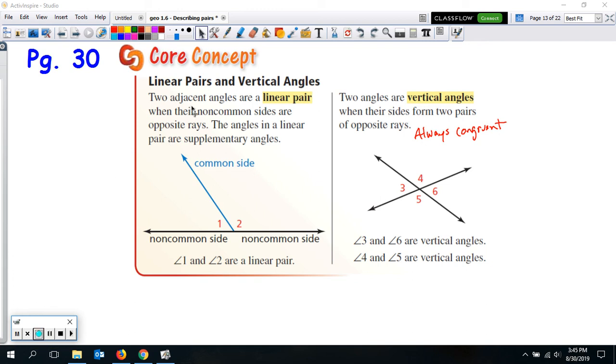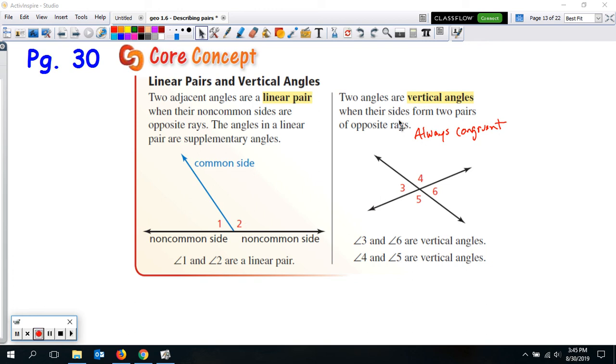So the linear pair is two adjacent angles, so there has to be adjacent angles to be a linear pair, when their non-common sides are opposite rays. So that has to be supplementary then. The angles in a linear pair are supplementary angles. So they're adjacent supplementary, basically, is a linear pair.